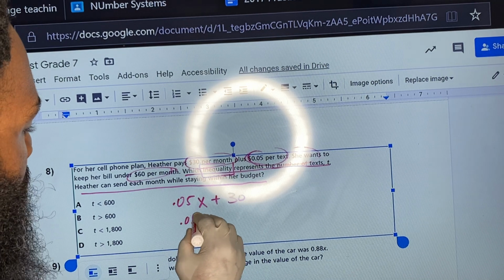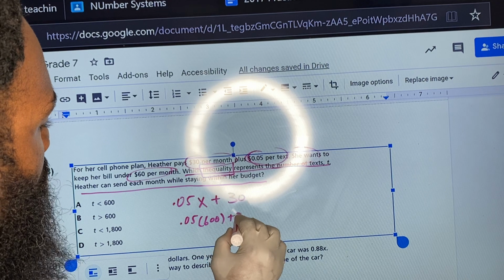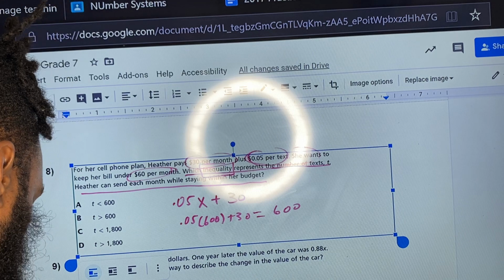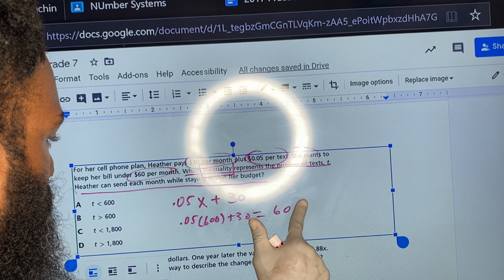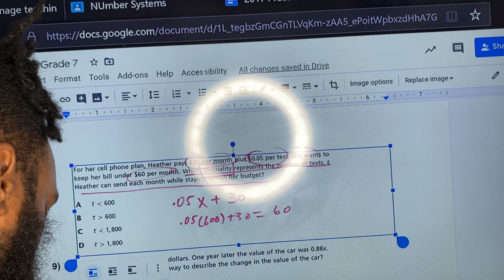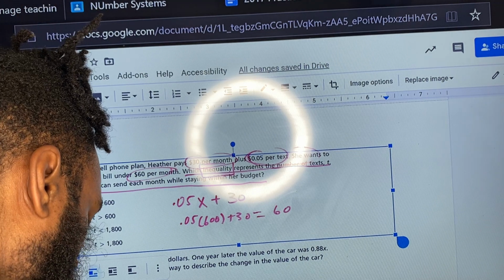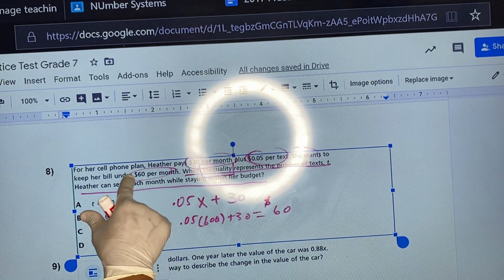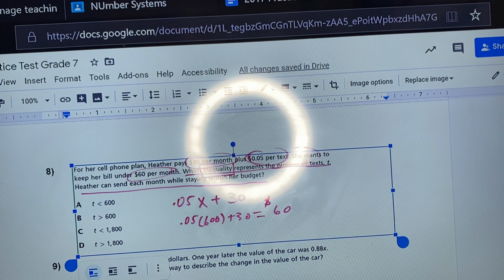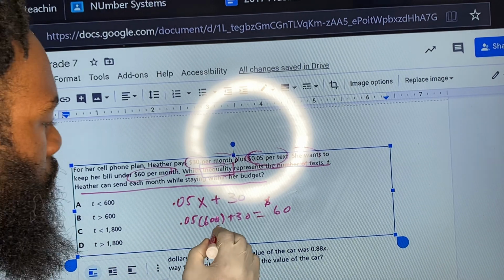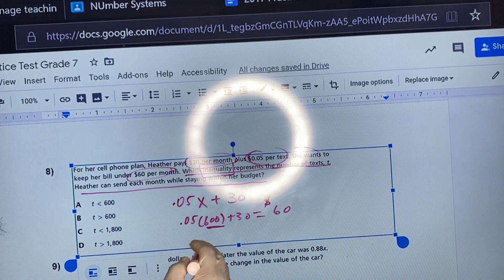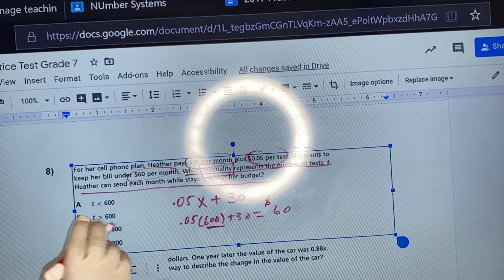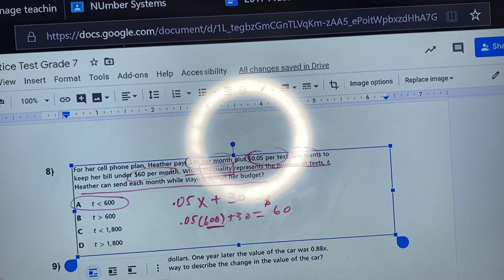So 0.05 times 600 plus 30 gives us exactly 600. Wait, no, not 600, sorry. 60. My apologies. This is number 8. So this gives us $60. And she wants to keep her bill under $60. So if you send more than 600 texts, your bill will be greater than $60 a month. So with that being said, Heather can only send less than 600 texts.